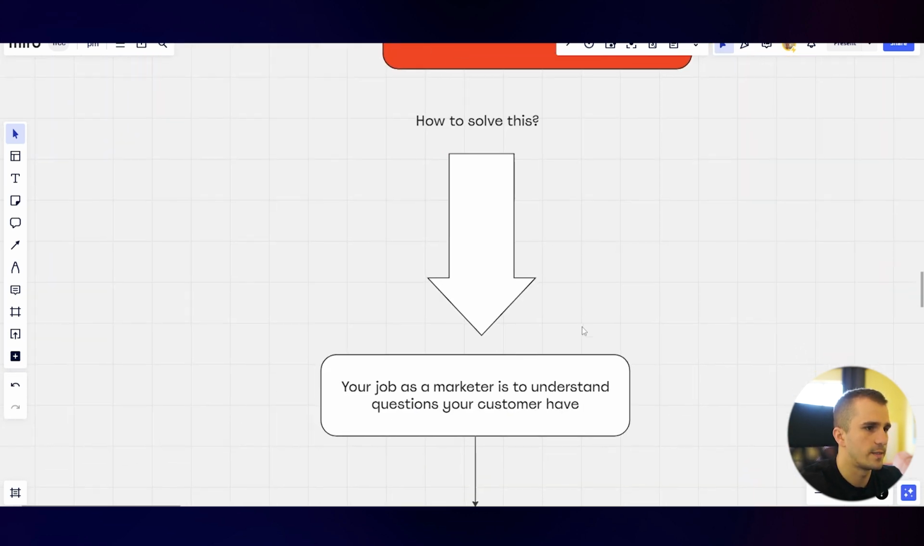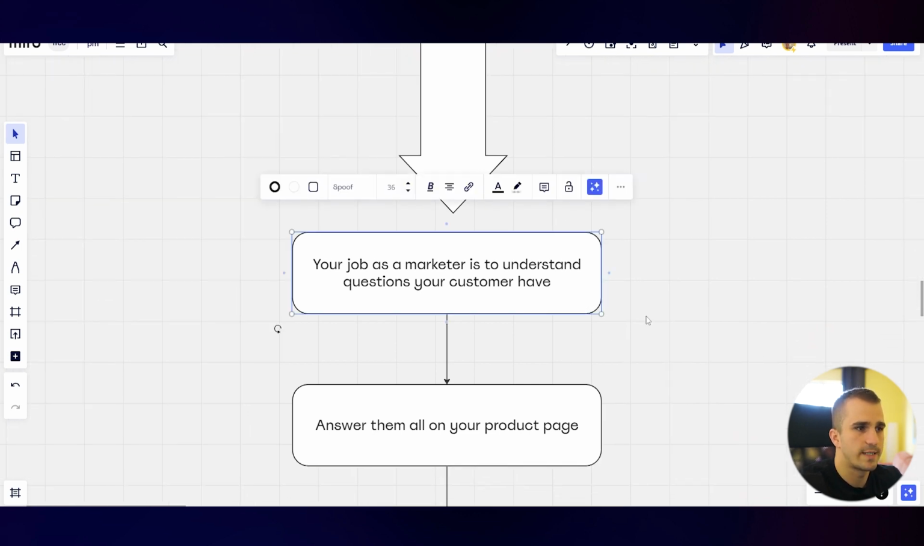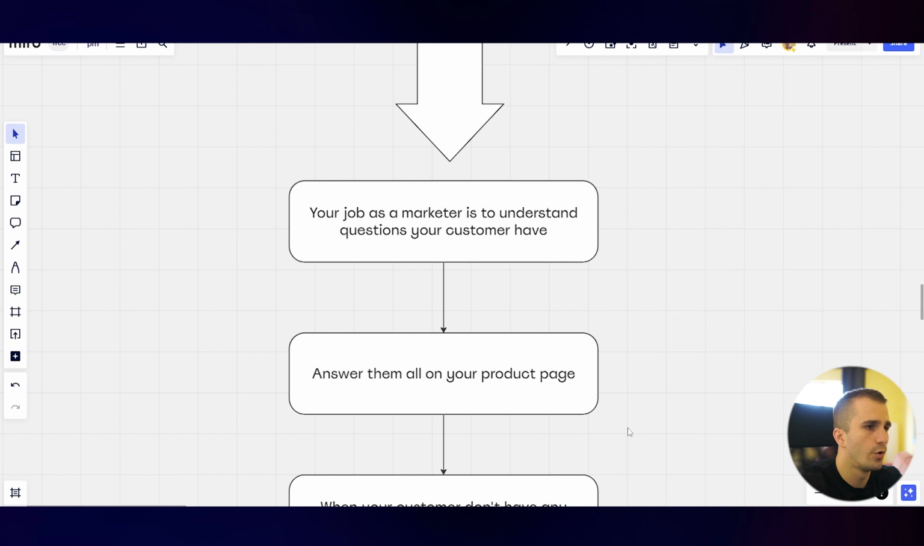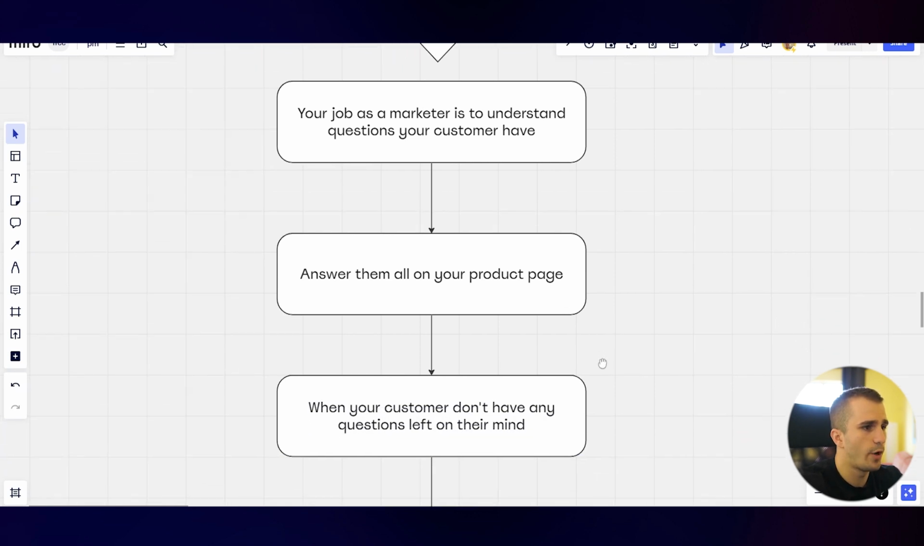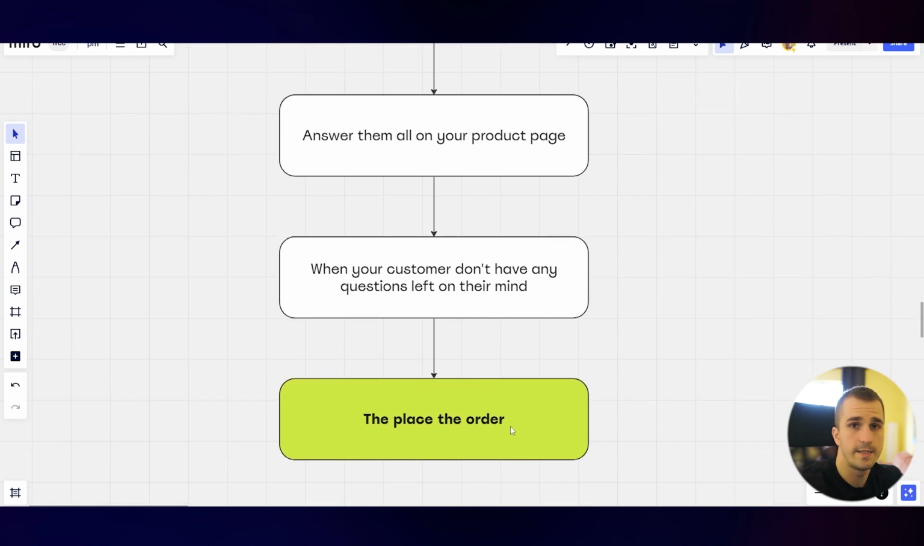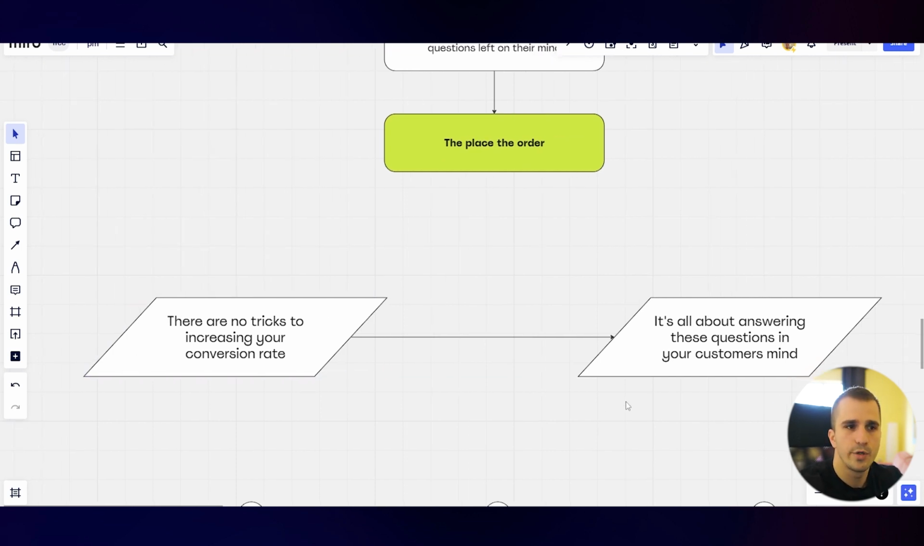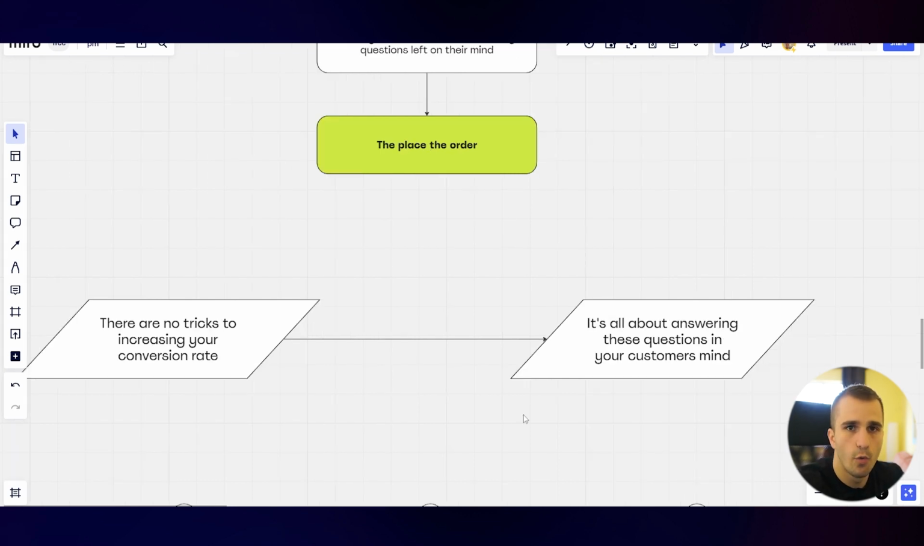So how do you solve this? Your job as a marketer is to understand the questions your customers have and answer them all on your product page. When your customers don't have any questions left on their mind, they place the order and you increase your conversion rate. There are no tricks in increasing your conversion rate. It's all about answering the questions that are in your customers' minds. For that reason, you should always optimize for clarity and not for beautiful designs.